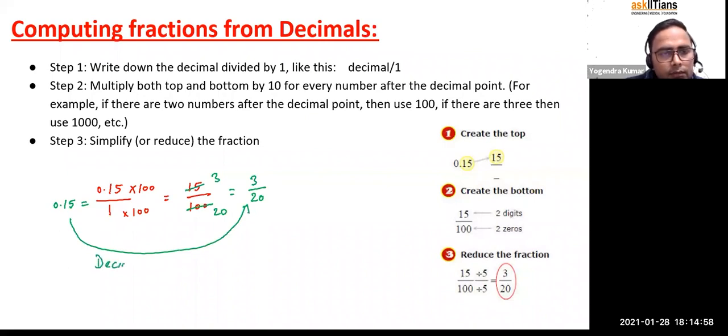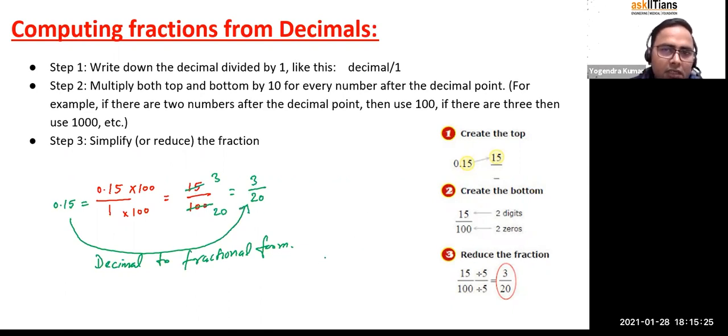So we got from decimal to fractional form, right? Decimal to fractional form. Okay, we need to simplify, right? That is the last step. We should not leave the answer like 15 by 100. We always want to give the answer in simplified form.